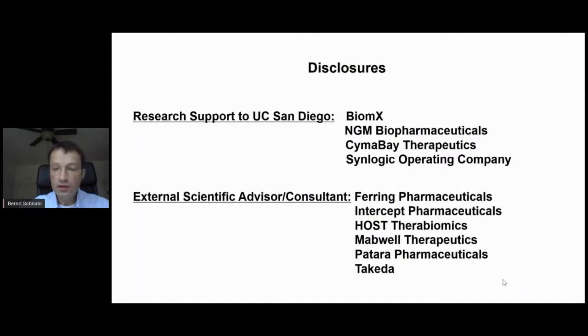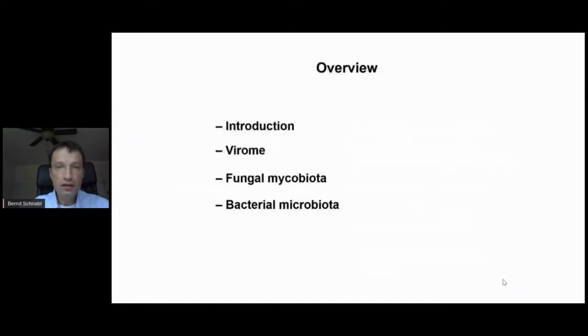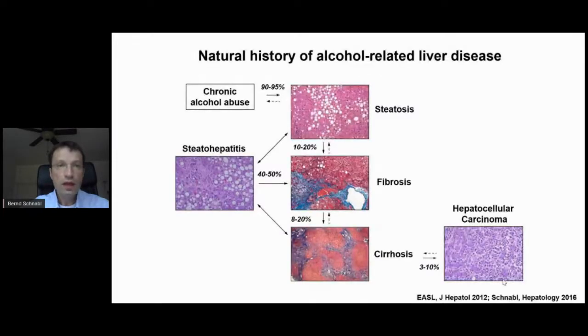So again, these are my disclosures, and I will talk about alcohol-associated liver disease and focus on the virome, the fungal microbiota, and the bacterial microbiota. As you know, this is the natural history of alcohol-related liver disease. If you have chronic alcohol abuse, eventually everybody will end up with steatosis, but the minority eventually will move on to develop more advanced liver disease like steatohepatitis, fibrosis, cirrhosis, and hepatocellular carcinoma.